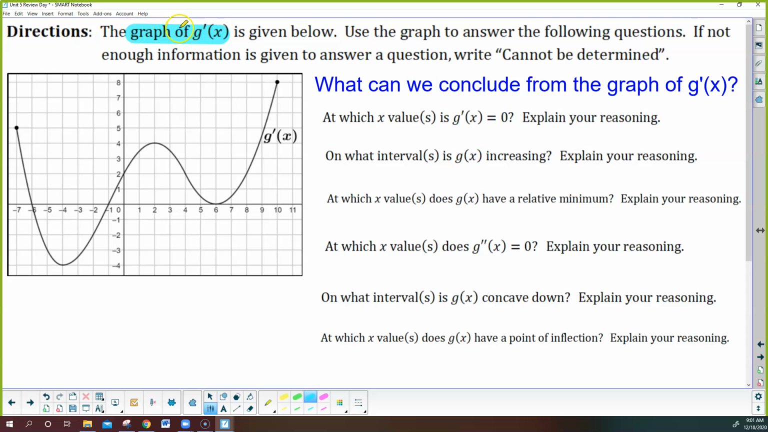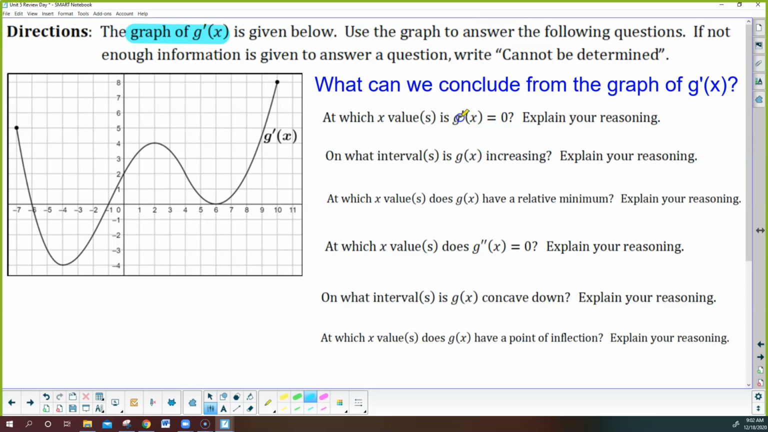Okay, the graph below is G prime. So that's the derivative graph. Use the graph to answer the following questions. If there's not enough information, just say cannot determine. So notice what we're looking for. Here we're going to ask a lot of different questions.